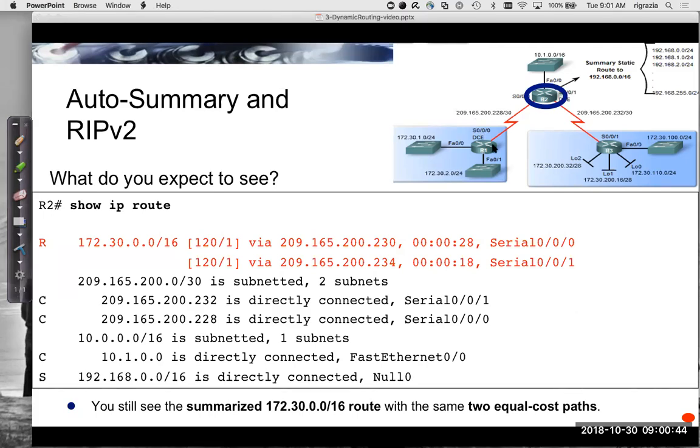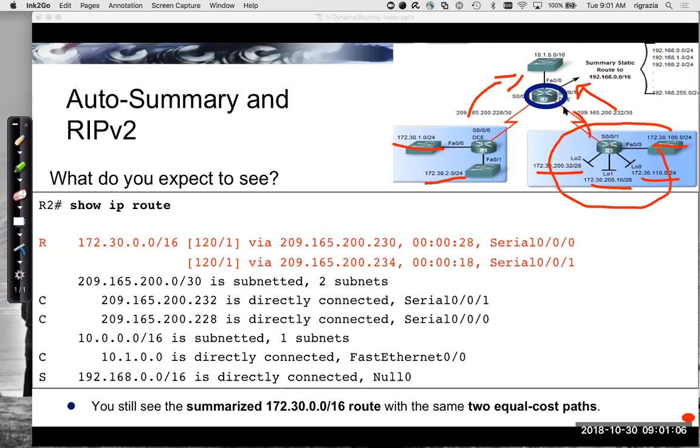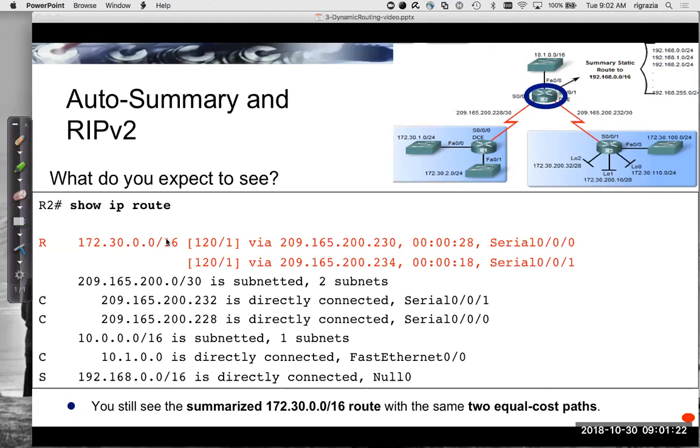What we need to do is we need R1 and R3 not to summarize. We need them to send the actual network addresses and their subnet masks. Okay, so R2 has all this information. And R2 can then pass the information that it receives from R3 on to R1, and also pass the network addresses and subnet masks it receives from R1 on to R3. All right, so let's take a look at how to do this.